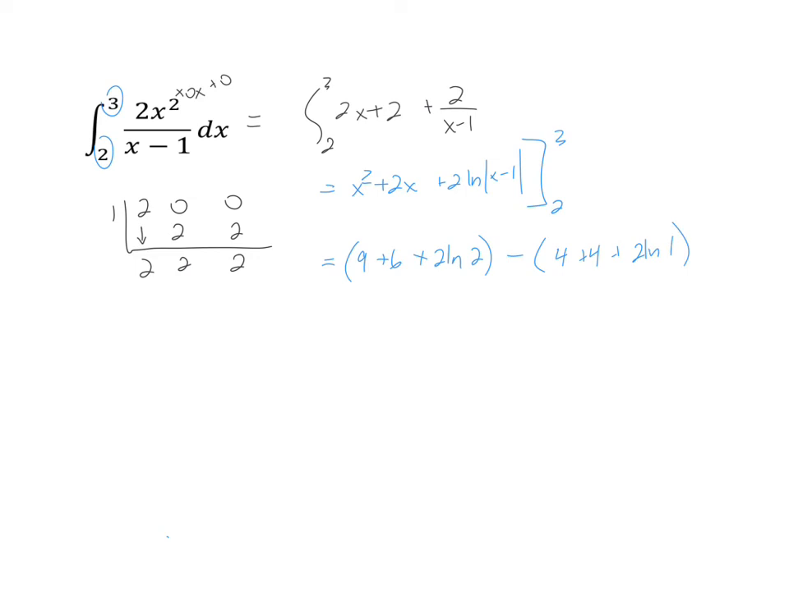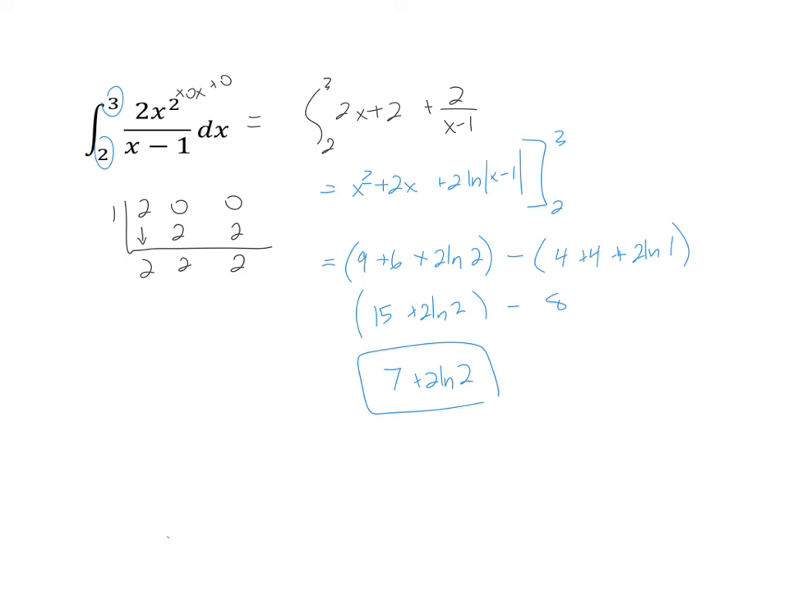And we can clean that up a little bit. 9 plus 6 is 15 plus 2 ln 2. That's just a decimal, I'll leave it as 2 ln 2. And then we'd have 8. 2 ln 1 is 0. Ln of 1 is 0. So we just add 8. So 15 minus 8, we could write it as 7 plus 2 ln 2. Or you could type it in your calculator and get that as a decimal value. That would be acceptable as well.